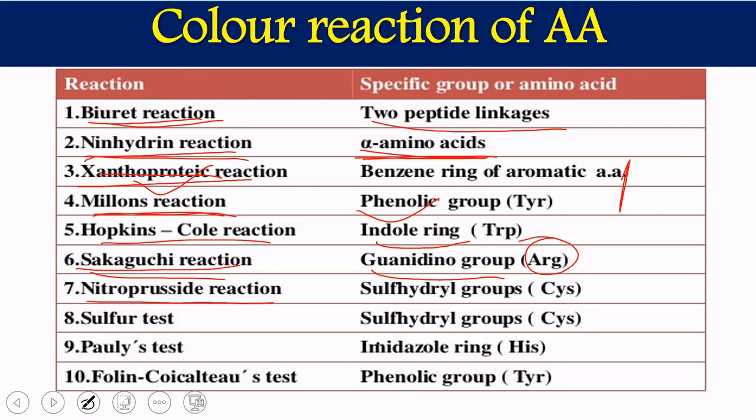Then the nitroprusside test detects the presence of a sulfhydryl group. Sulfhydryl group means SH group, and that is present only in cysteine. So only cysteine gives a positive nitroprusside reaction. Similarly, the sulfur test is also positive only for the sulfhydryl group, that is cysteine only. Pauly test is for the imidazole ring, and if you see the structure of histidine, it has an imidazole ring, so only histidine gives a positive reaction for the Pauly test. And last is the Folin-Ciocalteu test, which is for the phenolic ring, and the phenolic ring is normally present in tyrosine, so only tyrosine gives the Folin-Ciocalteu test.